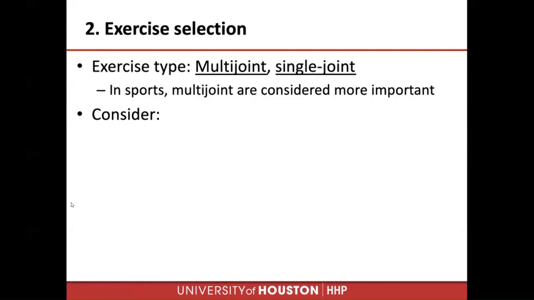With exercise selection, what do we want to consider? There's several things, right? With the exercise types we're having them do, it's all going to be either multi-joint or single joint. Now with sports, multi-joint are considered the most important. Why is that? Most sports are multi-joint activities, right? I can't really think of a sport where you're only using one joint.